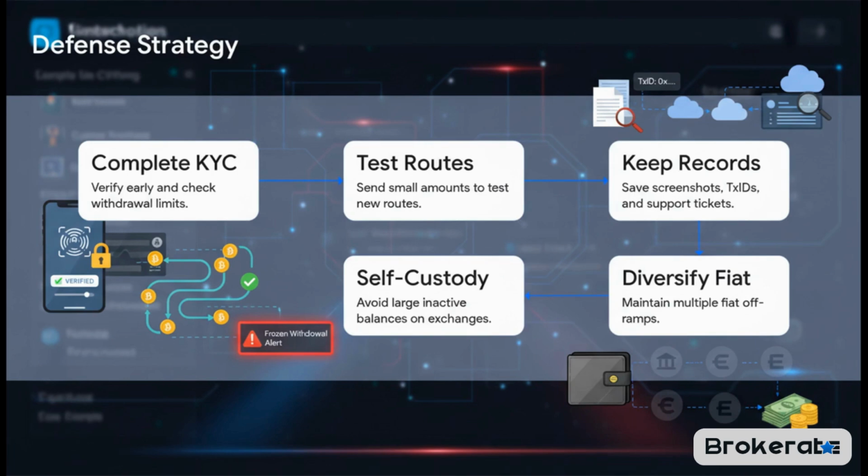Step 3. Document the whole shebang. Keep your screenshots, save those TxIDs, log your support tickets. Step 4, maintain multiple fiat off-ramps. Never ever rely on just one exchange to link to your bank. And Step 5, simply avoid keeping large inactive balances sitting around on centralized platforms.